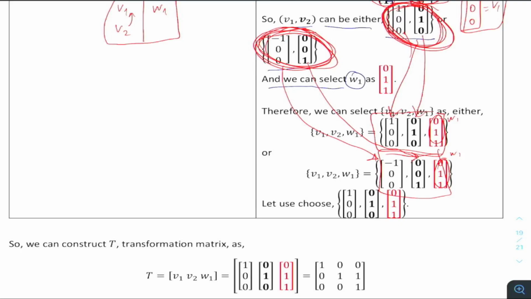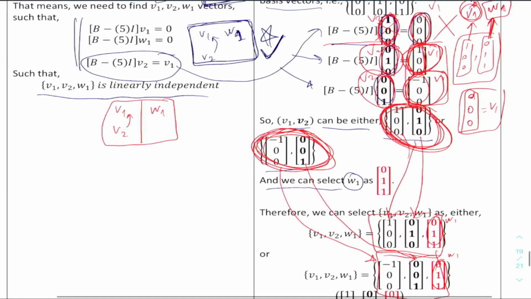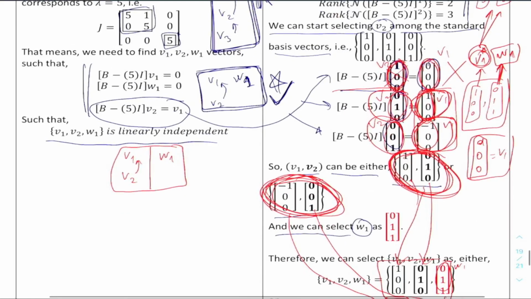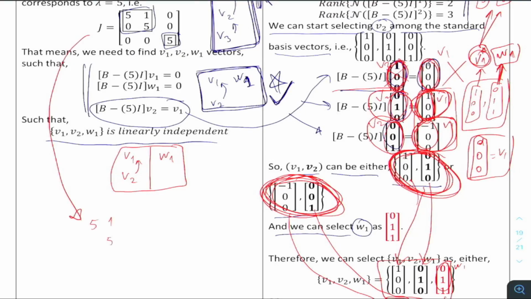I mean, you know what? This is why that happens. Let me tell you. Okay, what was our Jordan canonical form matrix? Do you remember? I told you something like this. It can be like that, right? Or it can be in this form, right? 5 1 5.